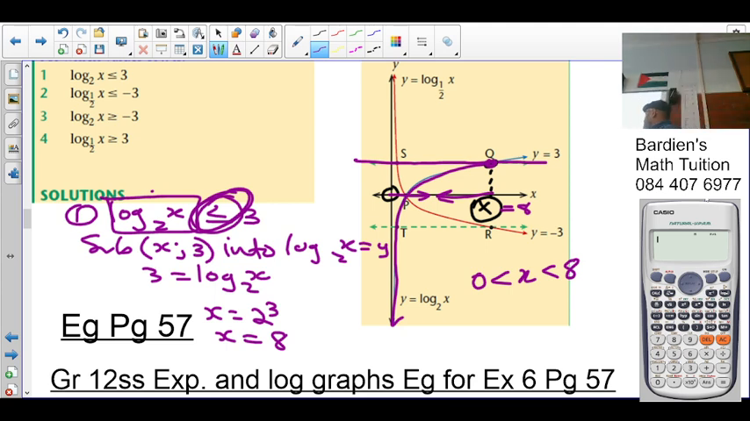Okay. Let's look at 8. Can the graph be equal at 8? Yes. Why? Because at x is equal to 8, you've got the y value of 3. So it's including 8. You guys understand?